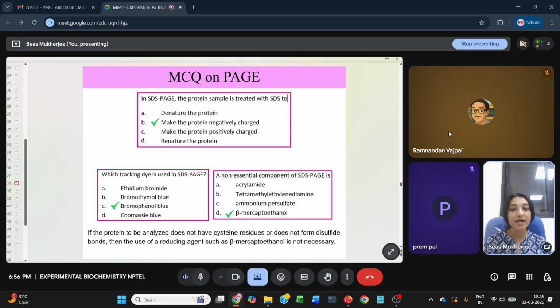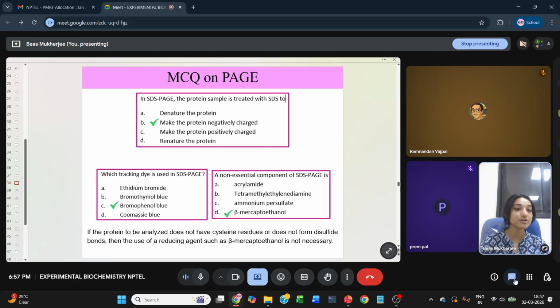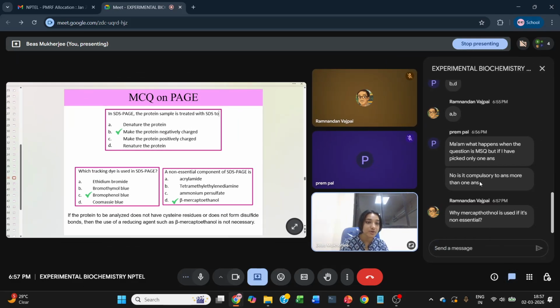So if the protein to be analyzed does not contain cysteine, then there is no need to give BME. Only if there is cysteine in the protein, we have to give it. Is it compulsory to answer more than one? Why is mercaptoethanol used if it is non-essential? Okay, so I'll answer your questions one by one. The first one is, is it compulsory to answer more than one?